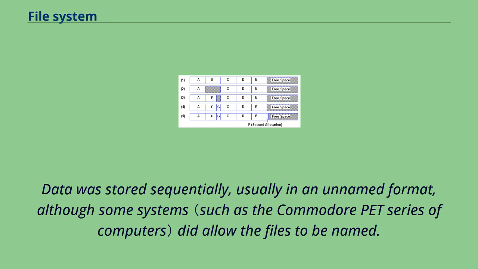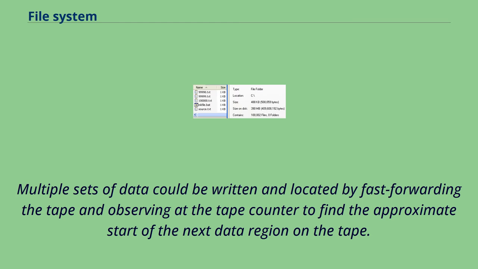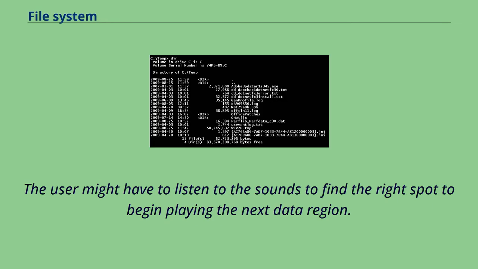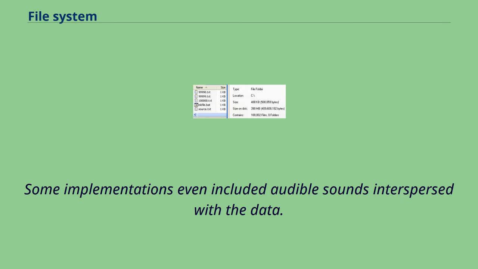Data was stored sequentially, usually in an unnamed format, although some systems did allow the files to be named. Multiple sets of data could be written and located by fast-forwarding the tape and observing the tape counter to find the approximate start of the next data region on the tape. The user might have to listen to the sounds to find the right spot to begin playing the next data region. Some implementations even included audible sounds interspersed with the data.